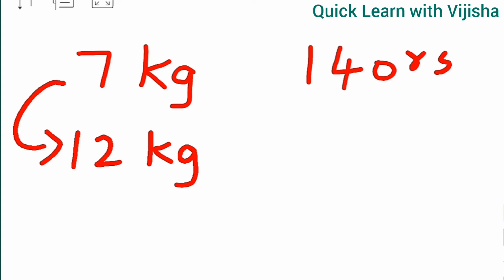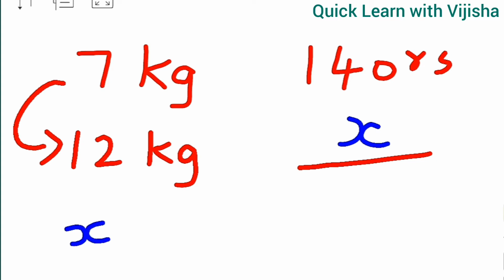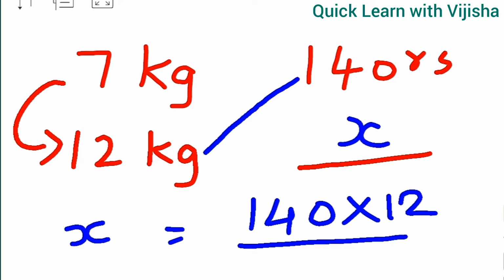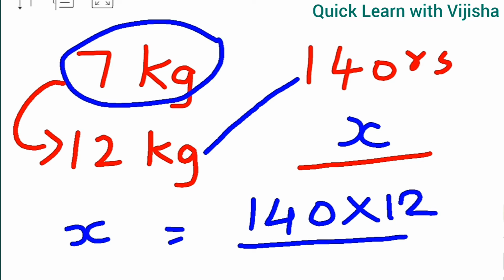Here no value is given, so we will take it as x. Now we will just cross multiply. We need to find the value of x only. Here two values are there, so they will be multiplied, that is 140 into 12, divided by 7. On the other side, no number is there for cross multiplying, since we have already written x, so 7 we will take down. I hope you are understanding, children.